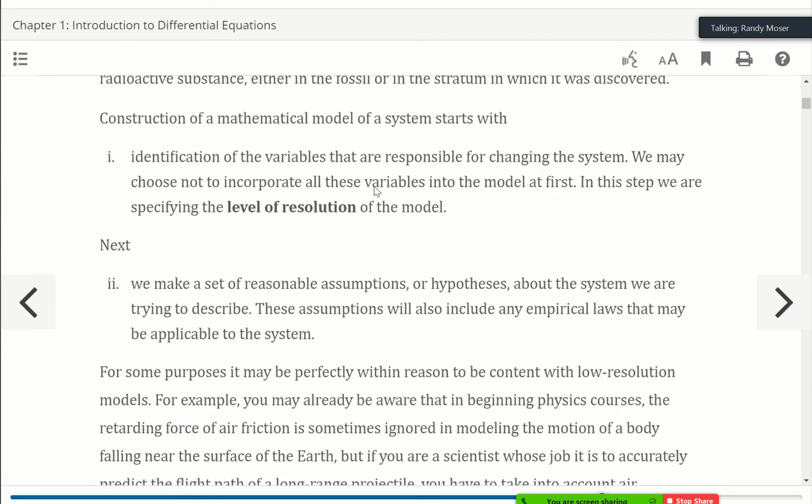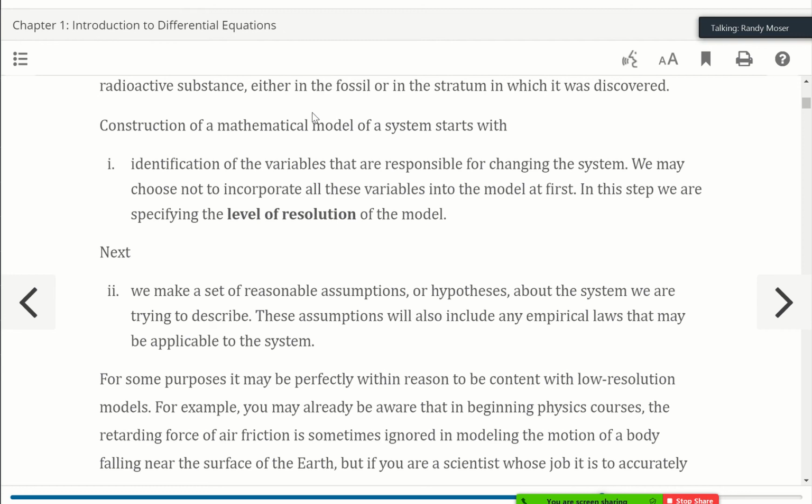Generally speaking, whenever we want to start the construction of a mathematical model or system, the first thing that people would want to do is identify the variables that are responsible for changing the system. Okay, so in particular, you want to identify, okay, this is the thing we're trying to model. What things impact and go into changing this system?